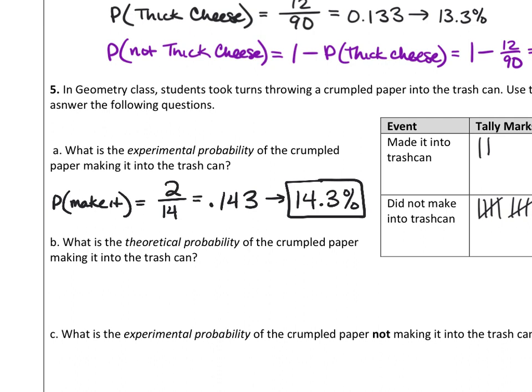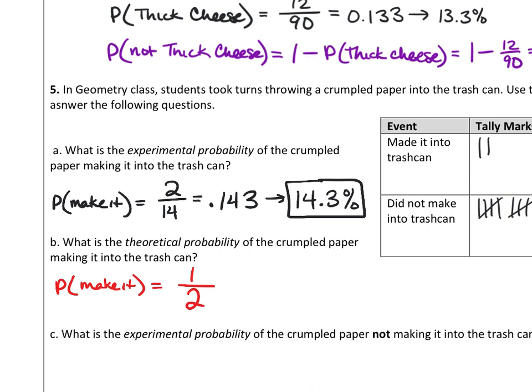Part B says, what was the theoretical probability of making it into the trash can? This time we're not using the data. We're going to go back to the theoretical probability formula, the favorable outcomes over the total outcomes. The outcomes in this experiment were either you made it or you didn't. How many outcomes is that? 2. How many of them were favorable? We wanted them to make it, yeah? That's one of those 2 outcomes.